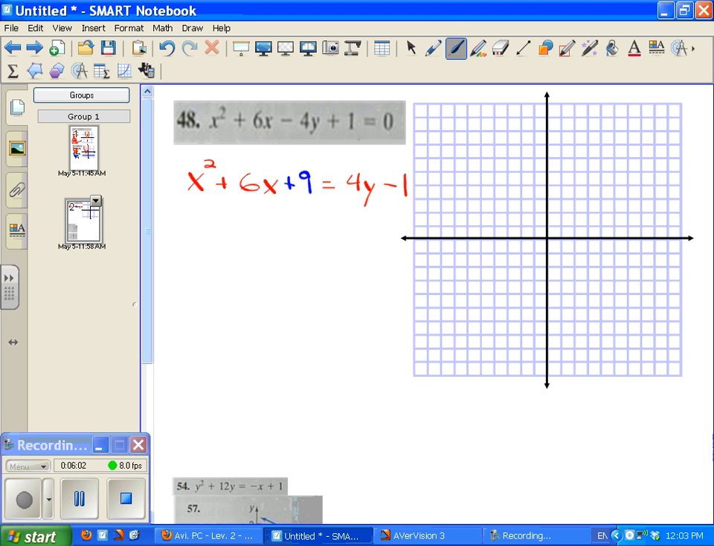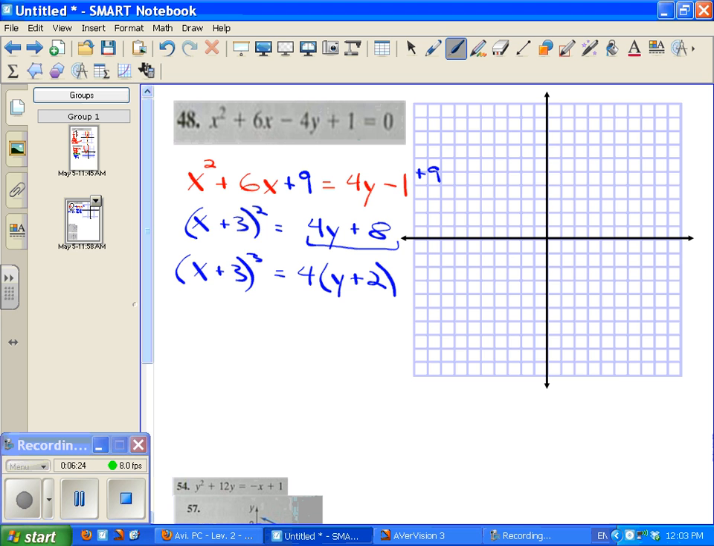All right. So that means I have to add 9 to this side as well. So this is now going to factor into (x plus 3) squared equals 4y plus 8. Can I factor anything out of here? 4, leaving me with a y plus 2. Now that looks a lot more like the equations that we're used to. Vertex negative 3, negative 2. Plot it.